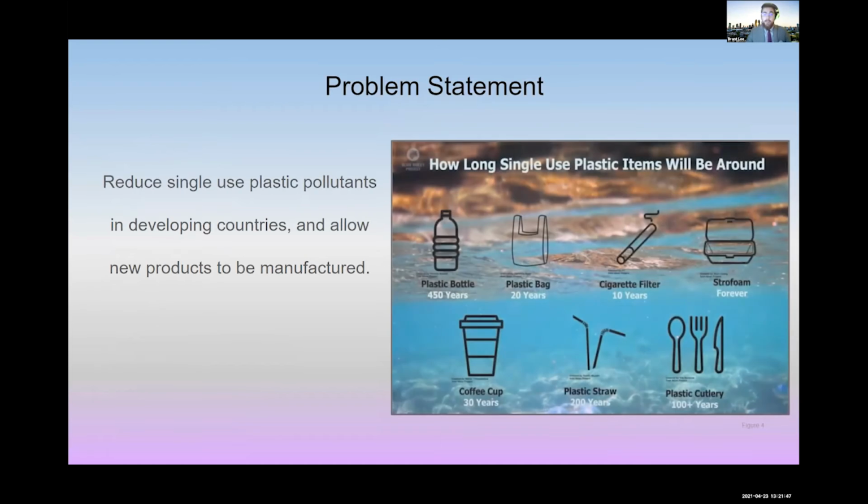Alrighty, so starting off with the problem statement here, it arises from the use of single-use plastics, and roughly 79% of the used plastic we use as a race is currently in landfills. And as you can see on the graphic on the right, a lot of this plastic does not decompose quickly or at all, or it could take centuries.